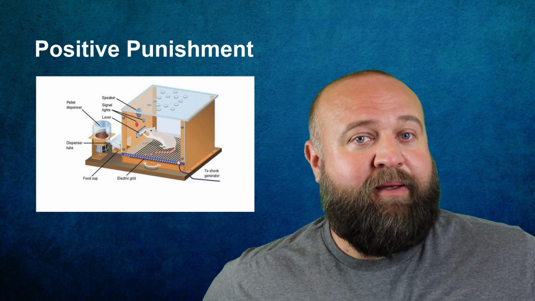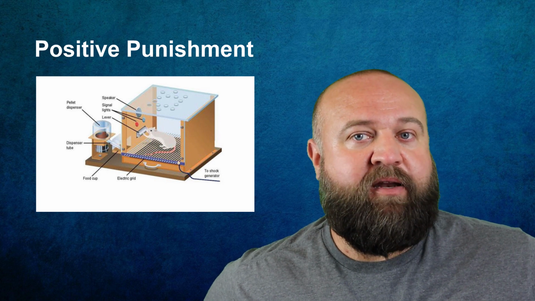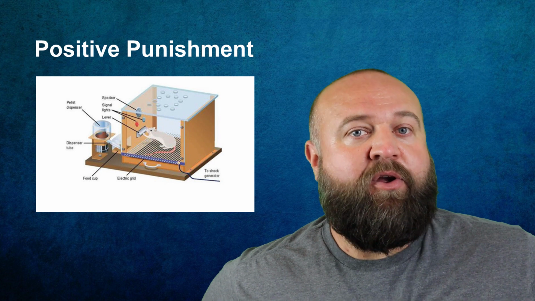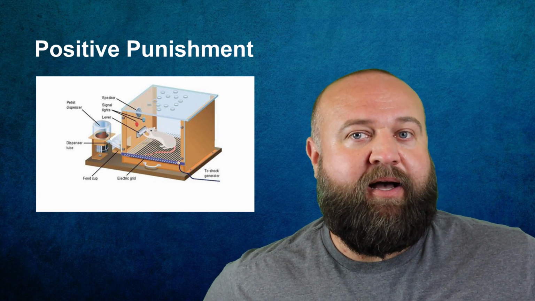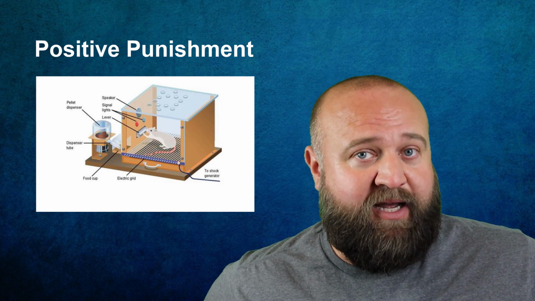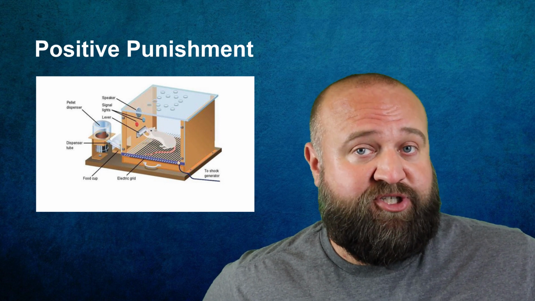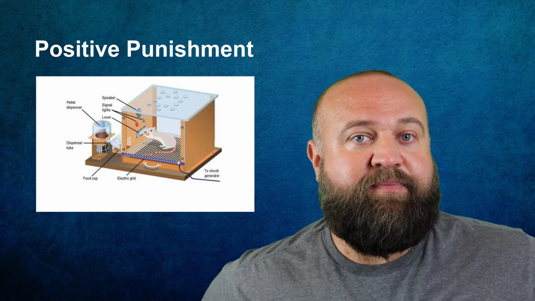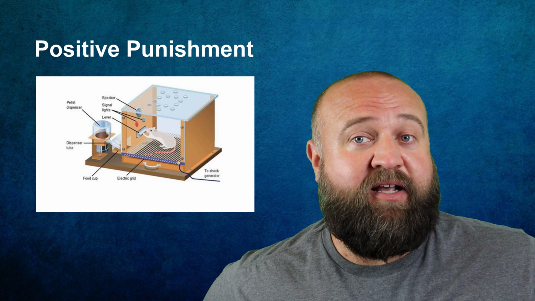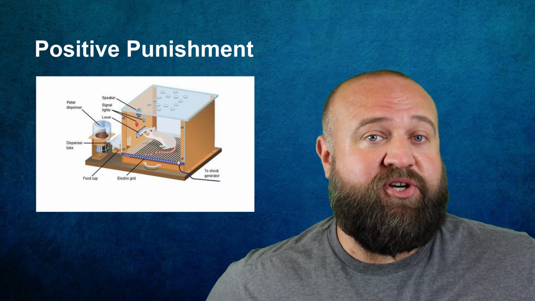In this experiment, it's positive punishment because the behavior, which is pressing the lever, was decreased based upon a stimulus being applied, which was the rats being shocked. An example of this from the real world can be something as simple as a child misbehaving in a classroom and being disciplined by the teacher.